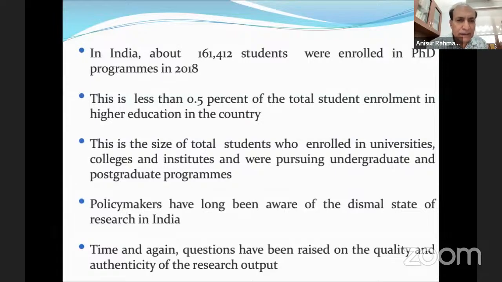So already we have discussed that 161,000 students were enrolled in the PhD in 2018, and if you see today, only 2 lakhs. So it is negligible, about 0.5% of the total students in higher education in the country. And if you see other countries, it is a very good size. This is the total number of students enrolled in universities, colleges, and institutes, pursuing undergraduate and postgraduate studies. Policymakers have long been aware of this dismal picture. On account of that, in this National Education Policy, a lot of reflections have been made on how to improve our condition, which is again very important.